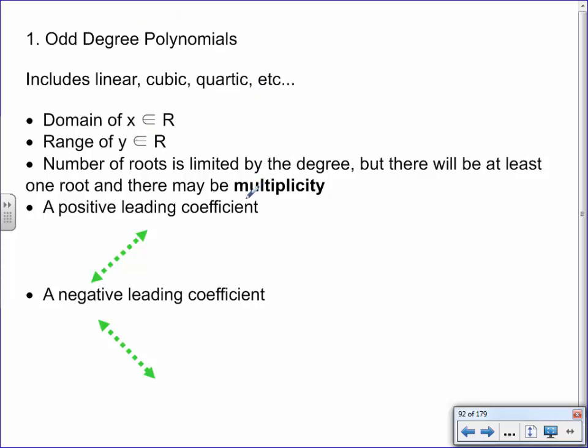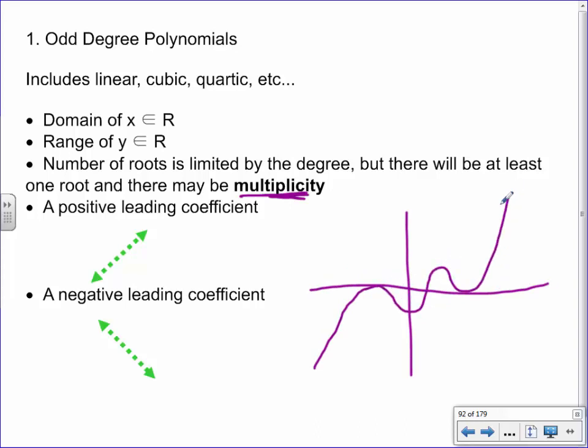Okay, here's the black bolded word I should talk about, multiplicity. Multiplicity would be this example here, where, why did I draw this one? This is kind of a fun one.